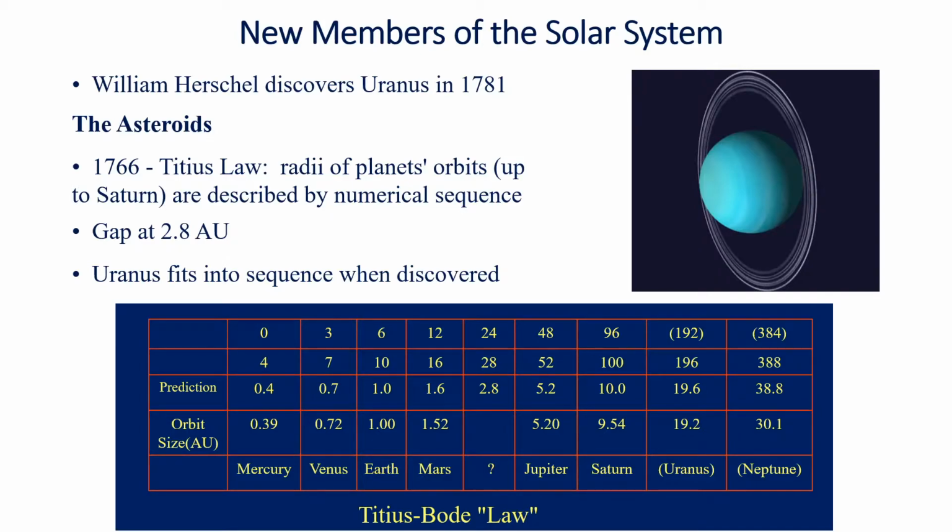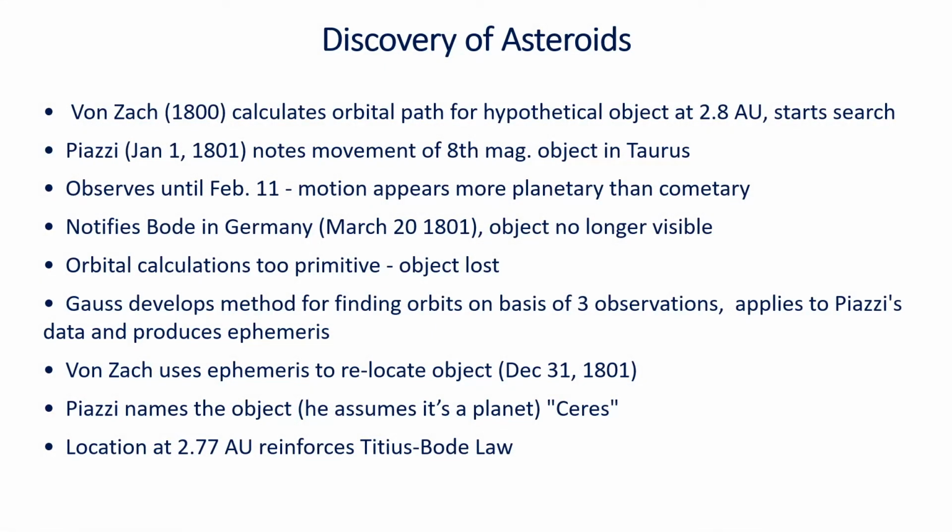And if you follow this numerical sequence, it looks like there's a gap at 2.8 astronomical units, or 2.8 times the Earth distance from the Sun. And so it's speculated that there should be a planet at this location. This turns out to be the location where not a planet, but a large number of rocks are found, the asteroids. Eventually, when Uranus is found, it fits into this sequence perfectly. And so asteroids are discovered in this time.